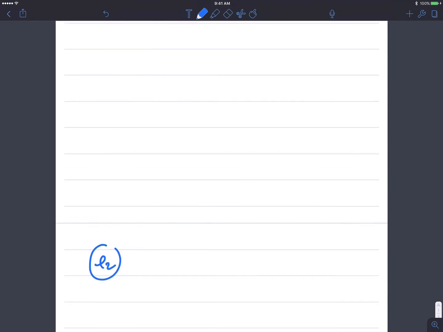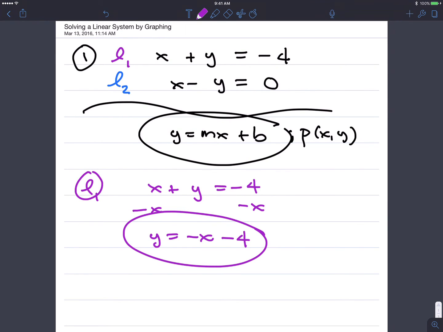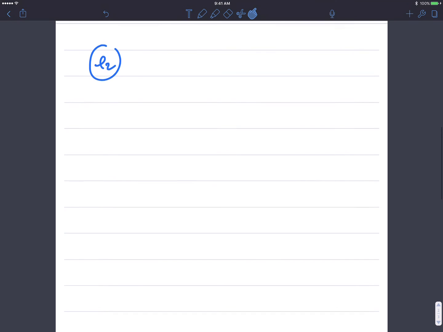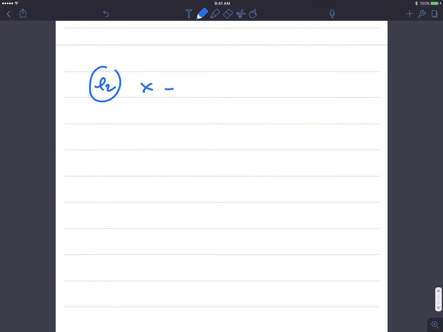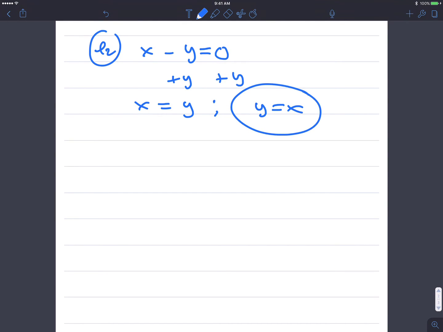L2. L2 is x minus y equals 0. So for the second equation, let's move this up a bit. X minus y equals 0. We're going to solve for y. I'm going to add y to both sides this time, and I get x equals y, or y equals x. Here's my second equation.